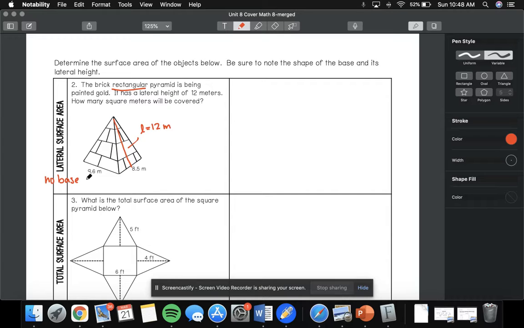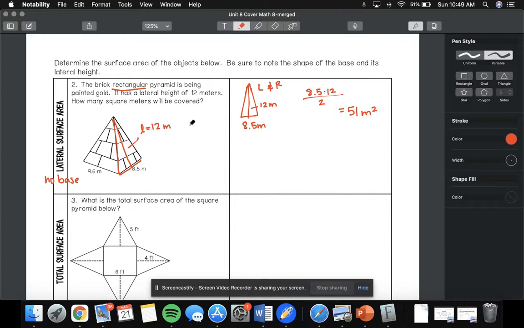Okay, so what we're going to do is find the front and the back, and then the left and the right side. I'm going to do this one first. I'll call this left and right. It looks like it is 8.5 meters long, and the lateral height is 12 meters. So I'm going to multiply 8.5 by 12, and that will make a rectangle, but we are dealing with triangles, so we do need to cut that in half. So 8.5 times 12, cut in half, would be 51 square meters.